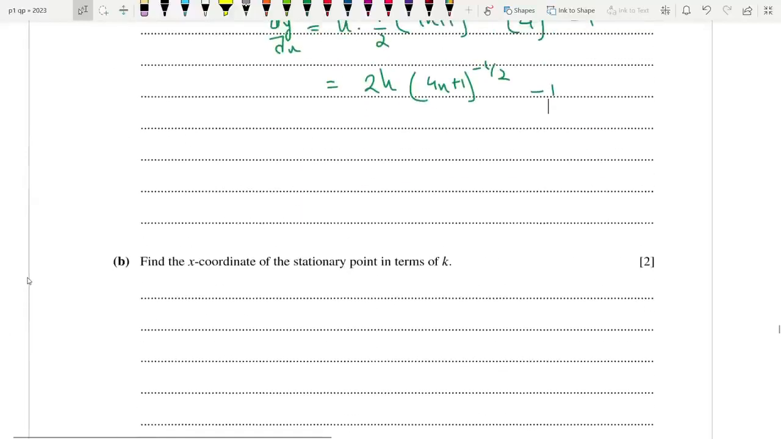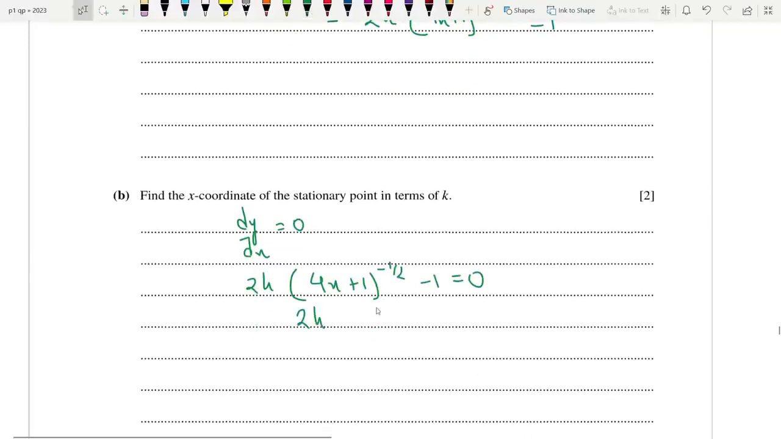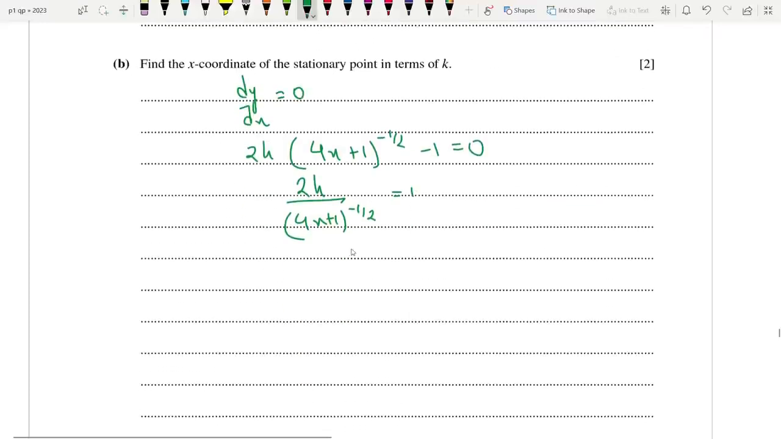Next, find the x-coordinate of the stationary point. For the stationary point, we know that dy by dx equals 0. So 2k times (4x plus 1) to the power minus half, minus 1 equals 0, or 2k by (4x plus 1) to the power half equals 1. It won't be minus half anymore. So 2k is equal to (4x plus 1) to the power half.